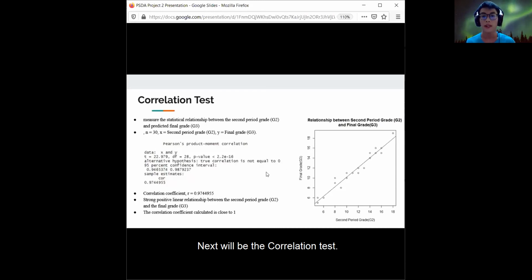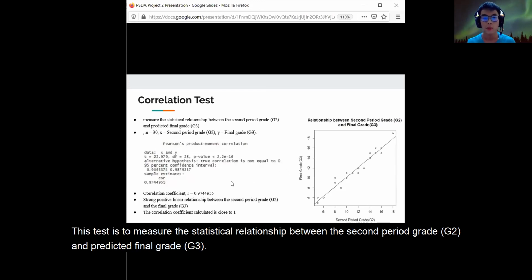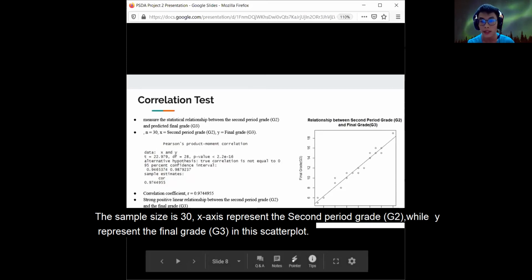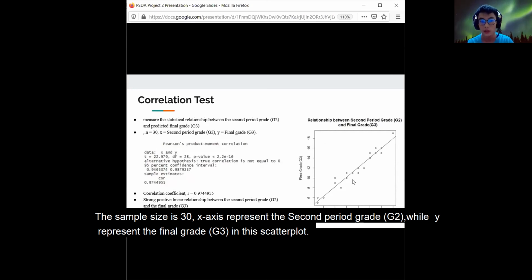Next will be the correlation test. This test is to measure the statistical relationship between the second period grade, G2, and the predicted final grade, G3. The sample size is 30. X-axis represents the second period grade while Y represents the final grade, G3, in this scatter plot.